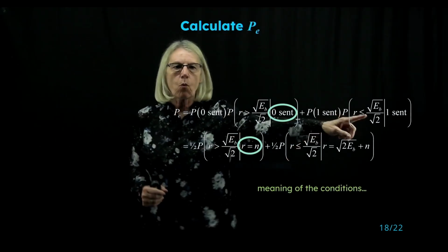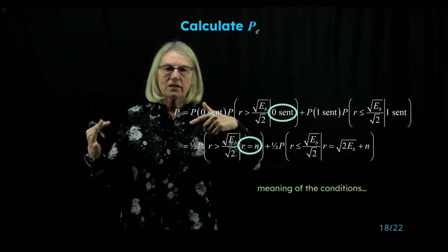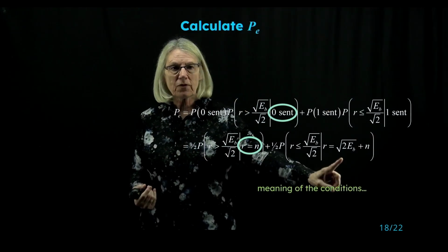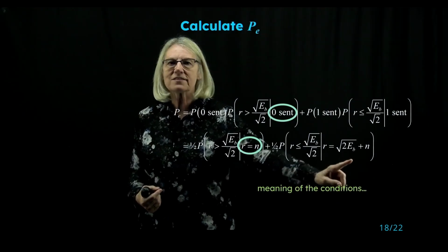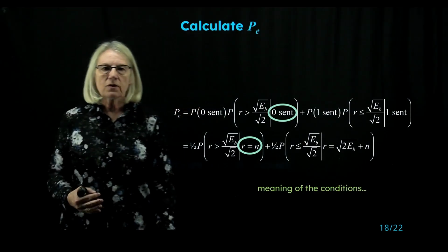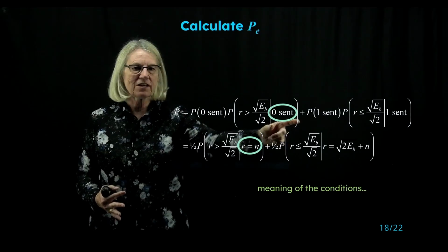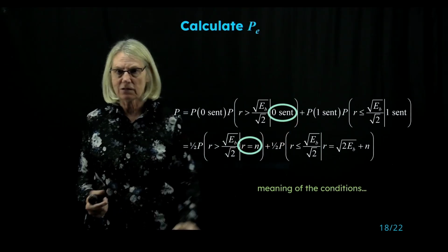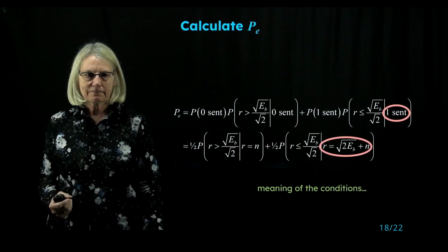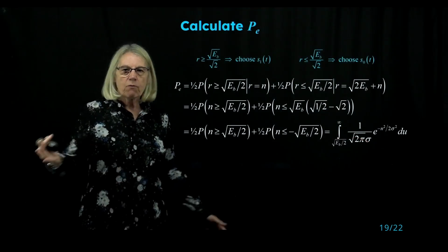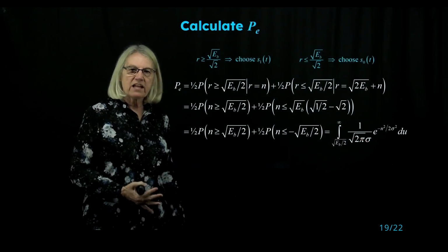Now, when I sent a 1, what happened? Well, then there was a signal present, but there was also noise. And the signal present in signal space is this point. So now I've sort of taken the logical condition and turned it into a mathematical condition. So now we just follow through with our analysis.